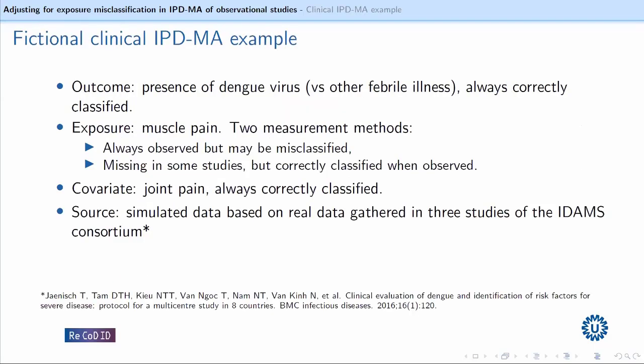Now let me give a fictional but realistic clinical IPD-MA example. This is based on data gathered by the IDAMS consortium. The outcome of interest is the presence of dengue virus versus other febrile illnesses, and we assume this is always correctly classified. The exposure is muscle pain, to keep it simple, and we have two measurement methods. One is always observed but maybe misclassified, and the other one is always correctly classified but maybe missing in some studies. We have a covariate, joint pain, which is always correctly classified.